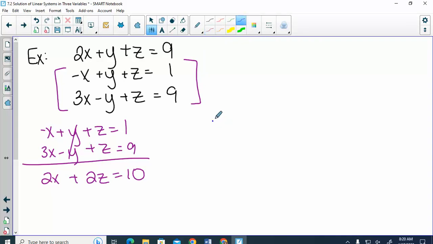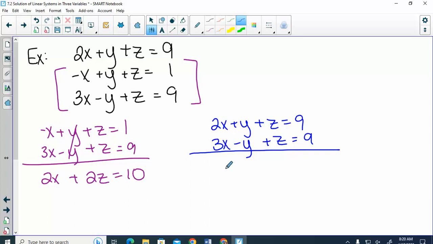Top one, because we haven't used it yet. What variable do we have to eliminate? Y, because we got rid of y the first time. So which equation do you want to pair it with? Okay. 5x plus 2z equals 18.